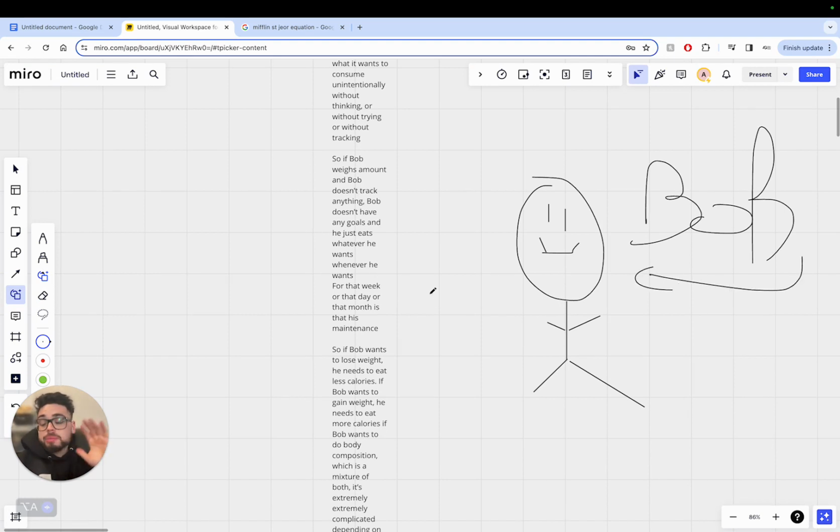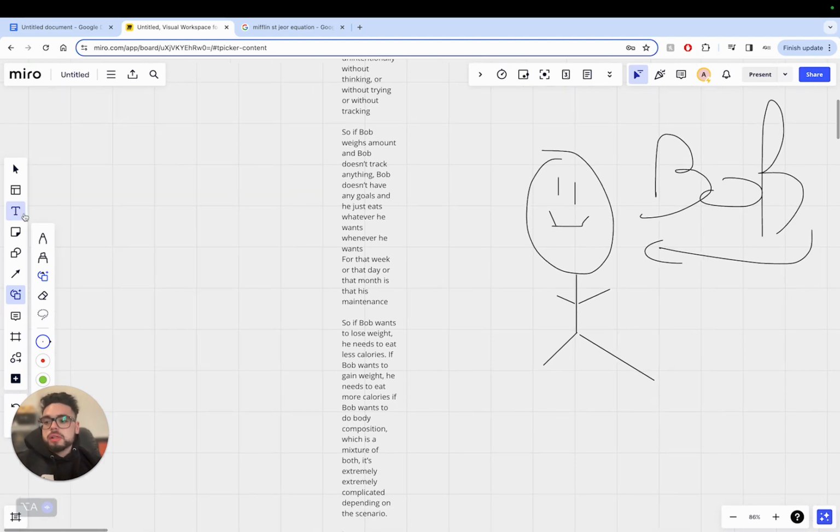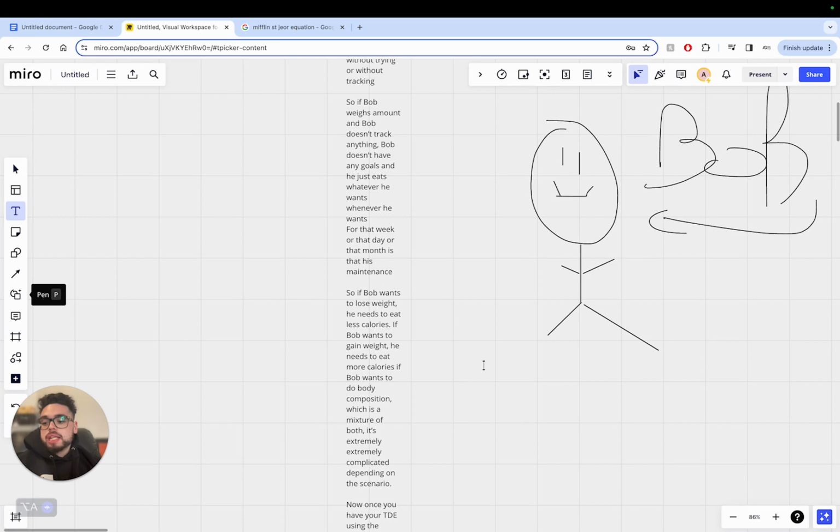So Bob doesn't have any goals. He doesn't want to lose weight. He doesn't want to gain weight. He doesn't want to burn muscle. Nothing. Why would he want to burn muscle? Anyways, he just eats whatever he wants, whenever he wants, for that week, that day, that month, whatever. And then if you were to add up everything and divide it, if we're trying to figure out his maintenance calories, the easiest way would be per week. So we would divide it by 7, and that would be his maintenance.